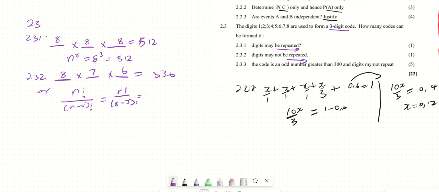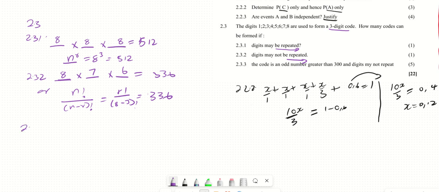We can say it's 8 factorial over 8 minus 3 factorial, which will give us 336. This happens if repetition is not allowed. This happens if repetition is allowed. So we can do this in 2 ways.